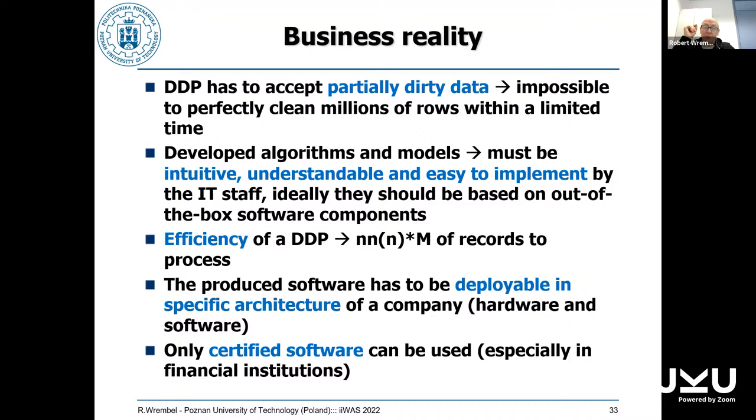Next, the produced software has to be deployable in a specific architecture of a company, with specific software and specific hardware, because they are using only licensed and certified software. So you cannot use anything. You have a set of Python libraries, like in our case, that are certified by the bank, and nothing else is available.